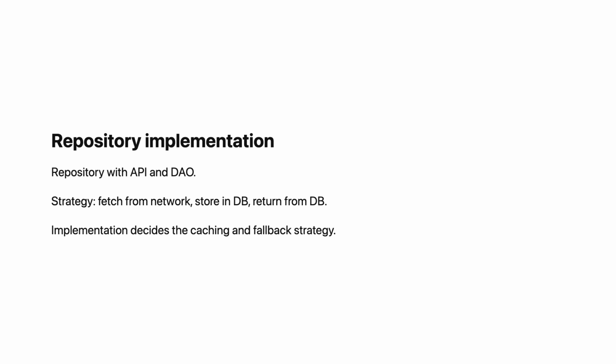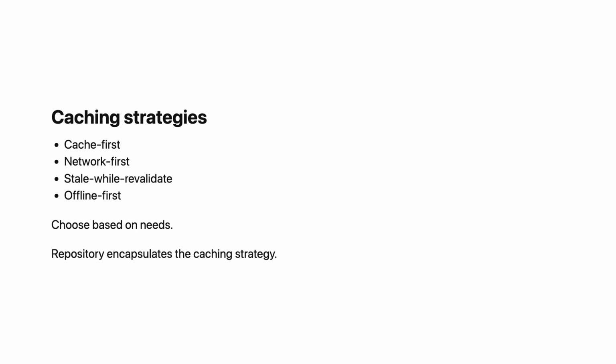A simple repository implementation. Class UserRepositoryImpl takes a constructor with UserApi and UserDao, and implements UserRepository. Get users: try to fetch from network, store in database, return from database. Fallback if network fails: return cached data from database. The implementation decides the strategy. The interface stays simple. More complex strategies are possible.